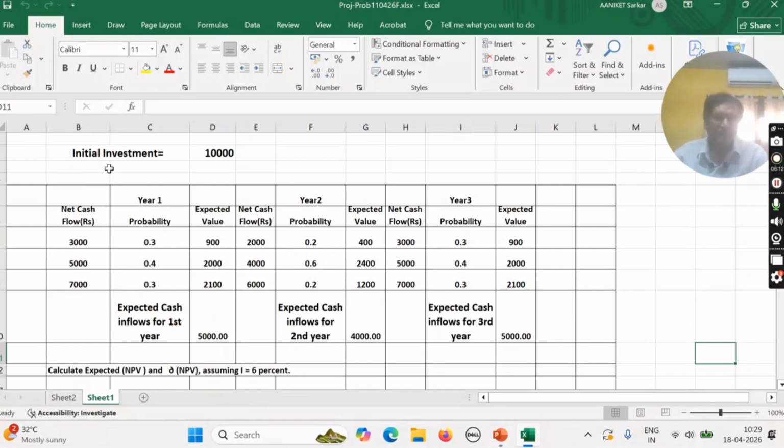This is the problem. This is the initial investment, 10,000, and these are the year-wise cash flows. 3,000, the probability is this, 5,000 cash inflows, the probability is this, 7,000 cash flows. Just now I have mentioned it. You can check it.